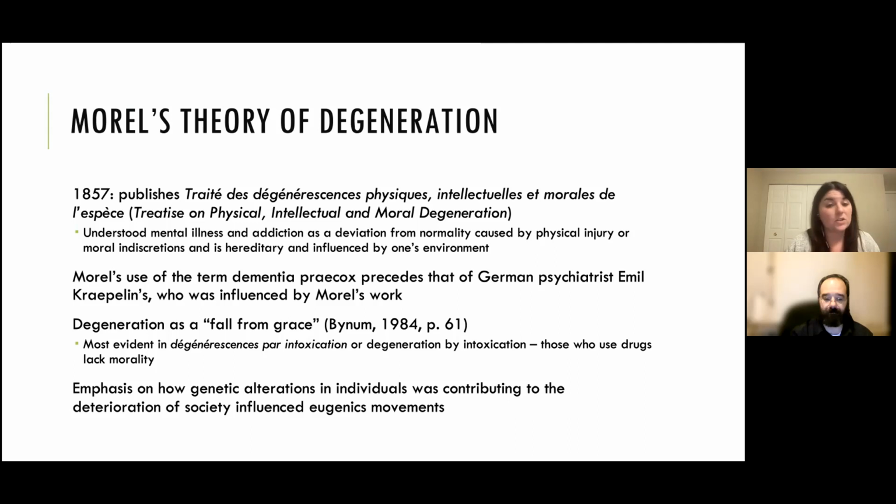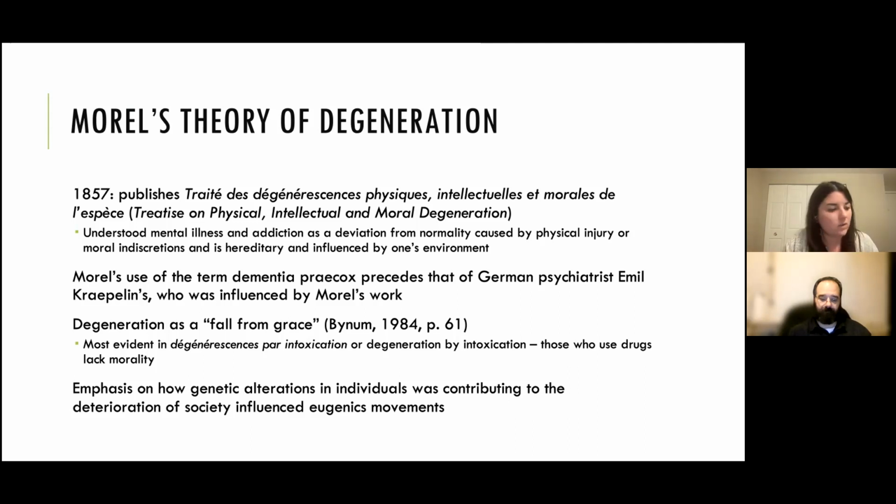And Kraepelin was also a proponent of eugenics. So he thought that in order to improve the health of the German population, eugenic measures like racial hygiene should be implemented. So themes of degeneration aren't only prevalent in psychiatry and the eugenics movement, but also in the literary world.